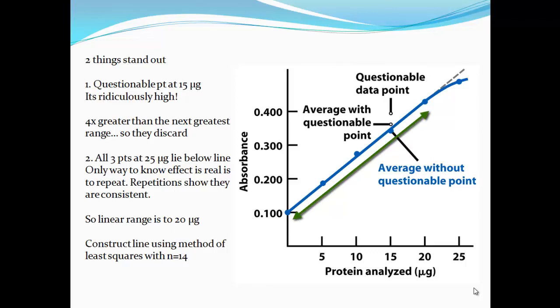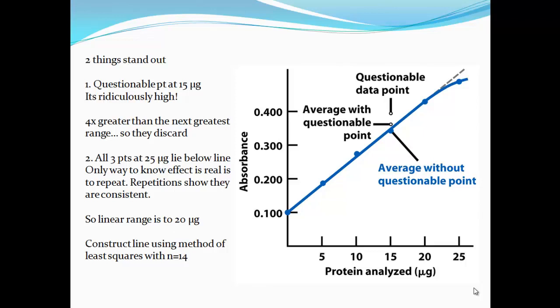So now to construct the actual least squares best fit line, they go ahead and they discard those 3 points from the 25 micrograms and that questionable point at 15 micrograms. So they're really only making it with 14 data points. And if you remember, they are going to construct that table that we saw in the last video where they find the xi, the yi, the vertical deviations at every point. They sum them all up. They figure out what their slope is, what their intercept is, and what the uncertainties in each of those values are.